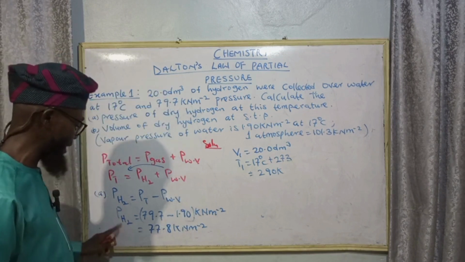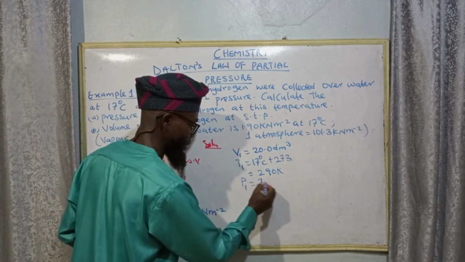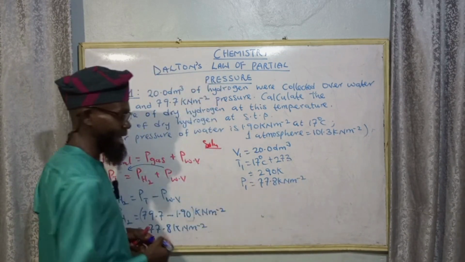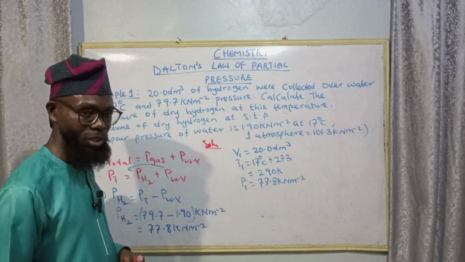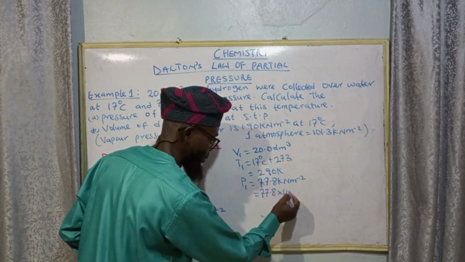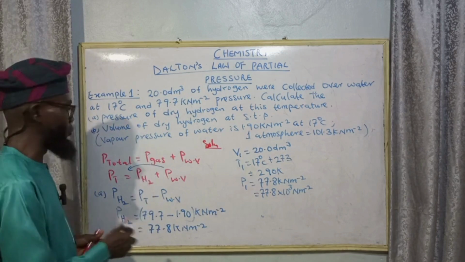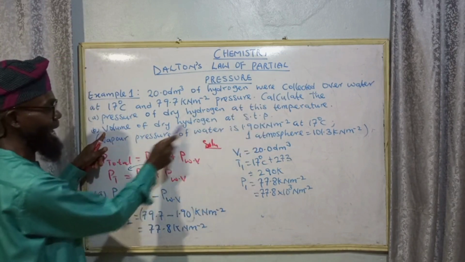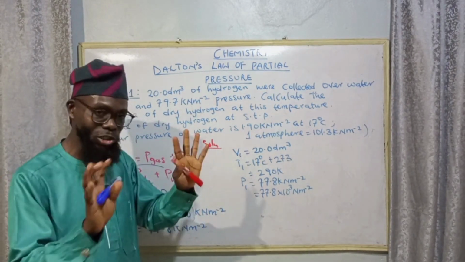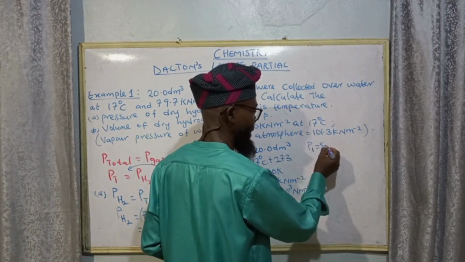The new pressure now of that hydrogen gas is 77.8. Pressure P1, 77.8 kilonewton per meter square. Don't forget that kilo means 1,000. That is 77.8 multiplied by 10 raised to power 3 Newton per meter square. Fine. We are now told to calculate the volume of dry hydrogen at STP. When STP is mentioned at the end of the question, you know, your P2 is going to be your standard pressure.